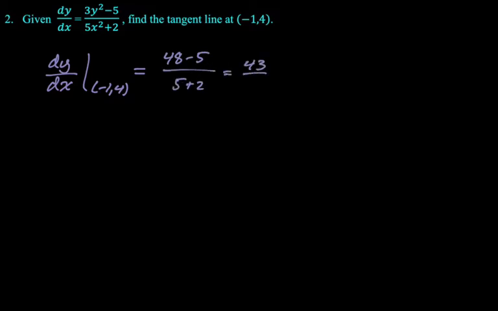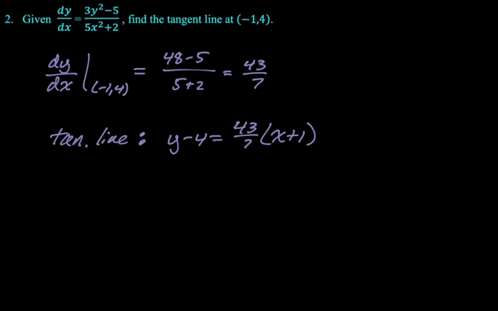So 43 over 7. And then writing the equation of the tangent line hopefully is super familiar at this point. I'm going to use point slope. y minus 4 equals 43 over 7 times the quantity x plus 1. And that's a good problem.